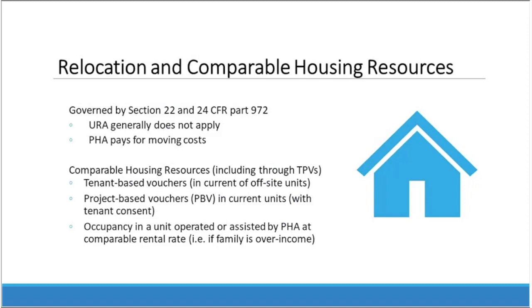Under streamlined voluntary conversion, the concept of relocation and comparable housing is also defined by code. So this is in 24 CFR Part 972, so a little bit different than what Section 18 was. But also, like Section 18, URA generally does not apply. The housing authority here, though, does pay for moving costs. So if there is a cost related to moving out of the building, that's something that the code requires of the housing authority. Comparable housing resources need to be offered if a resident is going to be moving.